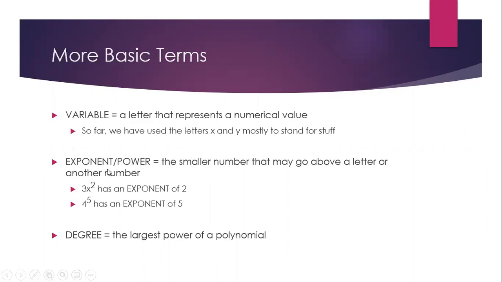All right, next, exponent or a power. It goes above a letter or another number. So for example, this 2 is my exponent, this 5 is my exponent. In a lot of ways, one of the things in math you have to be able to do is recognize what something is by its location. So if I look, this 2 is located above the x. That tells me it's an exponent or a power. This 5 is located above the 4. That tells me it's an exponent or a power. I know that because of where it's located.